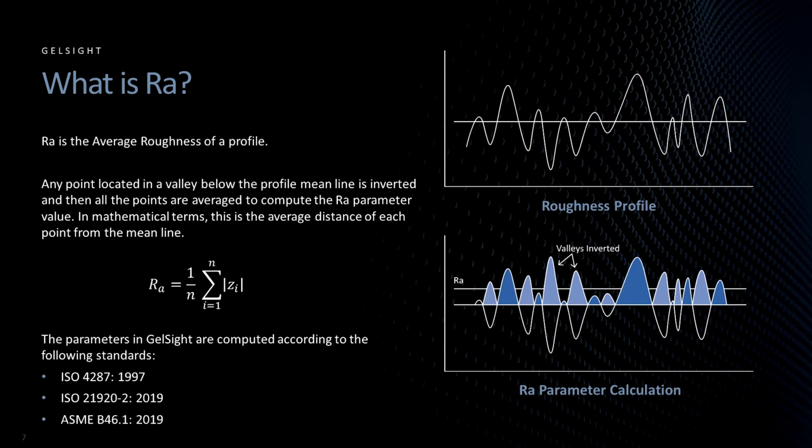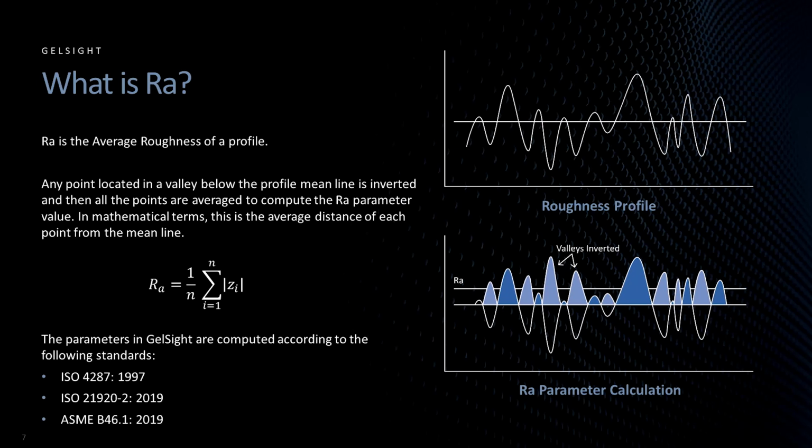In mathematical terms, this is the average distance of the roughness profile from the mean line of all the data points along the evaluation length. As I mentioned earlier, this is why Ra is known as the average roughness. However, many years ago, Ra was called CLA, or center line average. Hopefully that name makes more sense now that you've seen the details on how the parameter is computed.